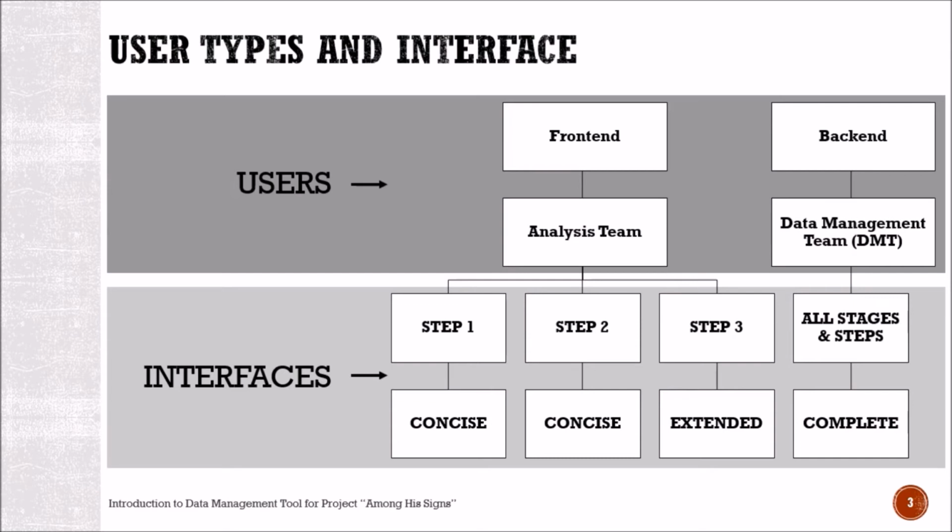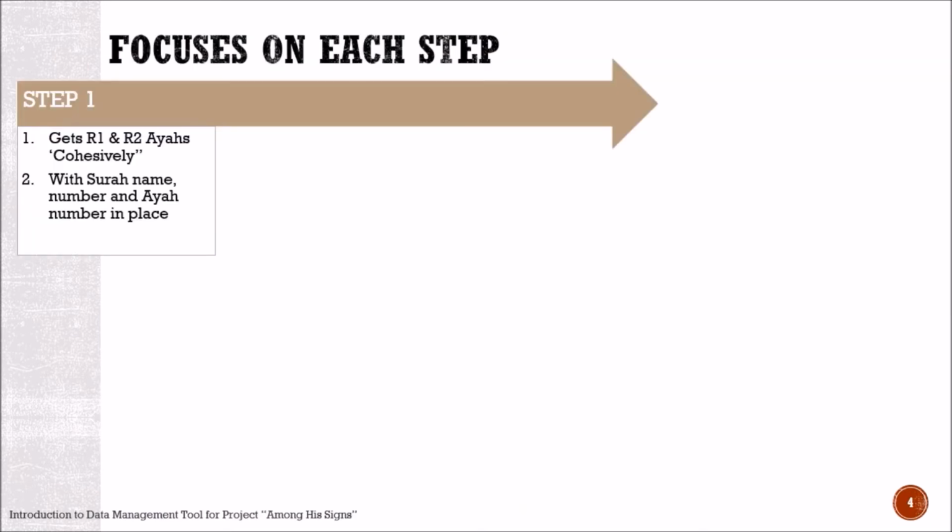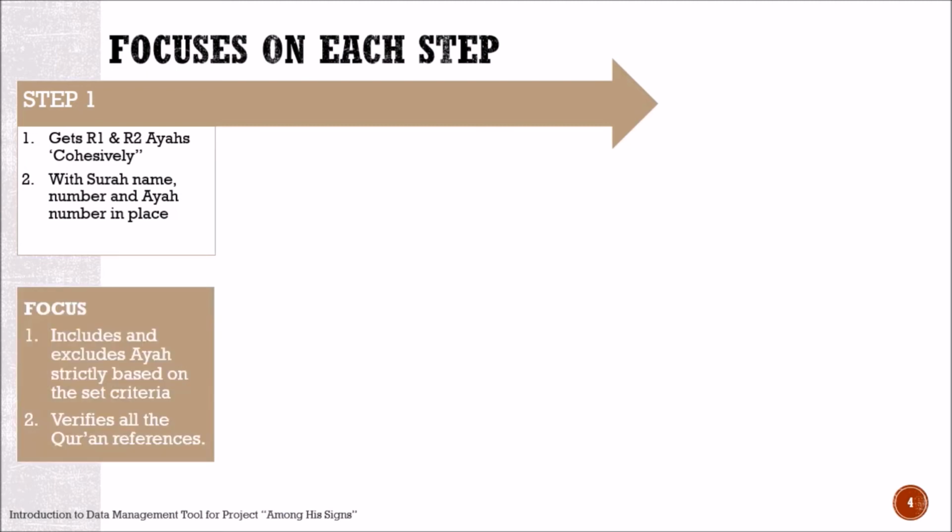Although we are not going to be showing the demo for the extended version, we still would like to talk about the steps ahead so that we know what to expect from the coming week. Now, in step 1, we've seen that we got the ayah in order from round 1 and round 2. We also had the surah name, number, and ayah number in place. The focus for step 1 was including and excluding ayah strictly based on the set criteria. And we also verified the Quran references that were in the column adjacent to the ayah. So these were the two focus work areas for step 1.